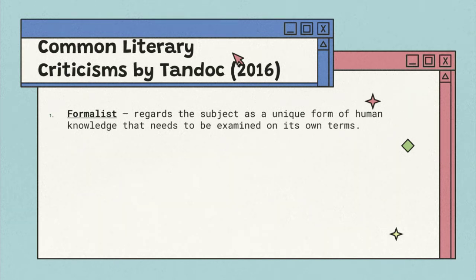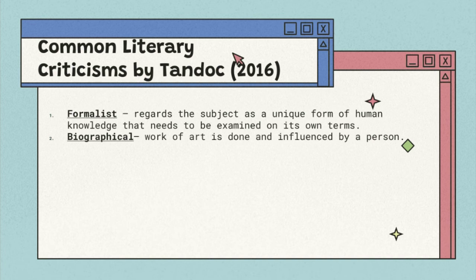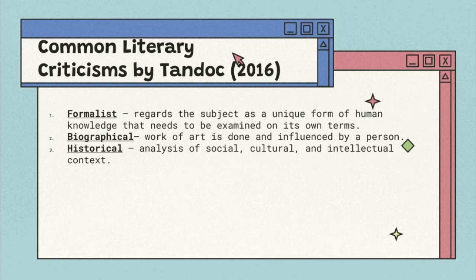Next, biographical. By looking into the biography of the creator, you will understand how his or her life shaped and influenced the work of art. Next, historical. This is the analysis of social, cultural, and intellectual contexts. In writing a historical criticism, you need to relate how the time and place of creation affected the meaning of the subject.